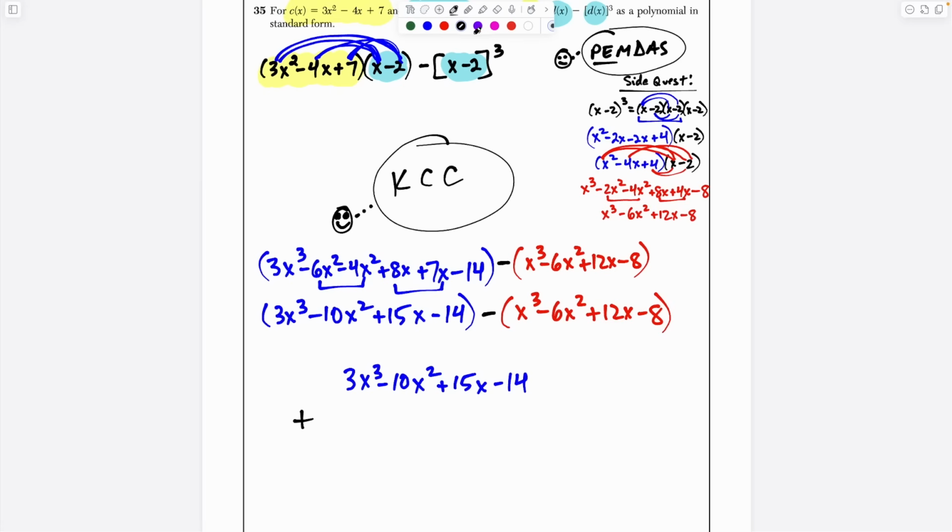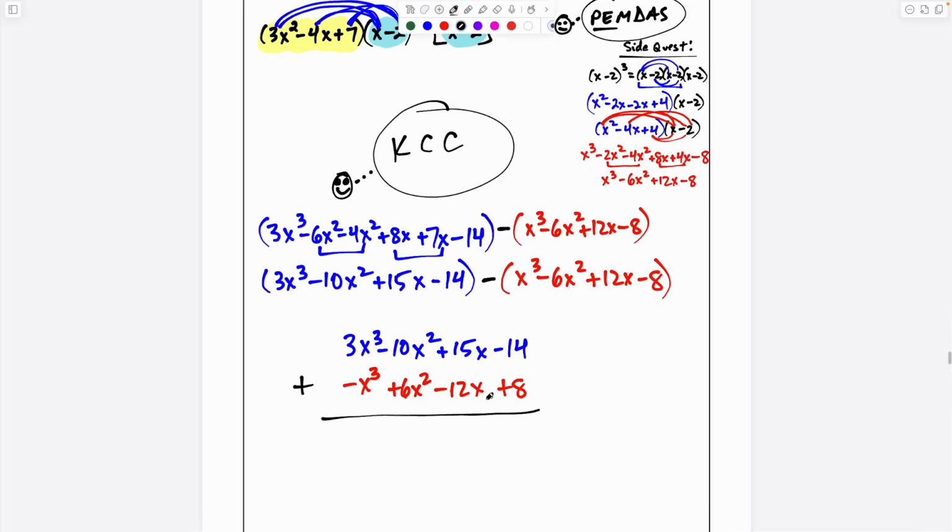So I have plus, and then I change the sign of everything here. So I have minus x to the third, and then I have a plus 6x squared, and then a minus 12x, and then I get a plus 8 at the end. Okay, so I'm just doing this. And the reason this process works, so I'm just going to make that a little bit neater, is we're basically using the distributive property. We're sending the negative through, which is changing the sign of the second polynomial.